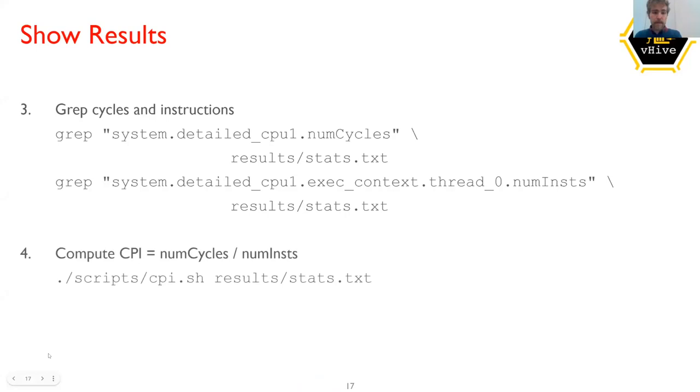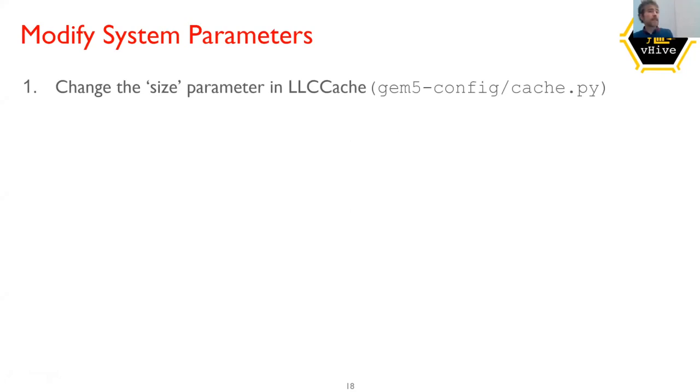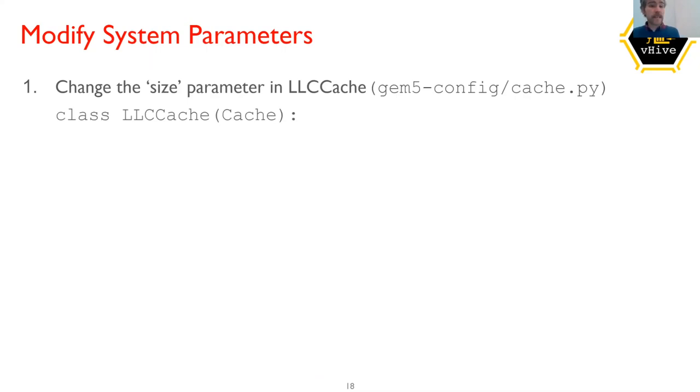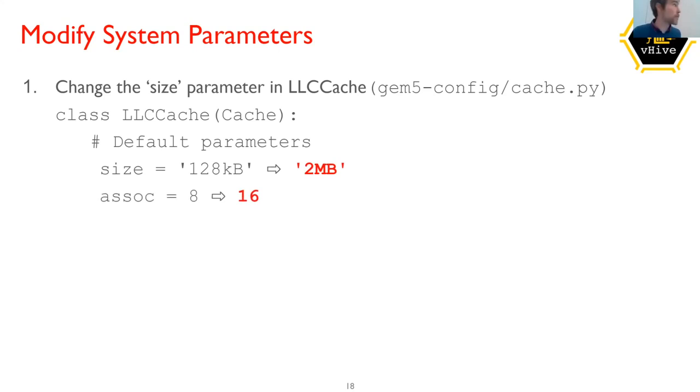Okay, so now everything worked. So we did our first simulation of serverless workloads with Gem5. Now, with all this setup ready, we can play around with the parameters. I will do a small example by changing the LLC size. I think you realized it, 128 kilobytes is not very large and not really representative. So I will just open the Gem5 config cache.py file. And then I will change the LLC cache class. There I will change the size parameter from 128 kilobytes to 2 megabytes. And I will also change the associativity from 8 to 16.